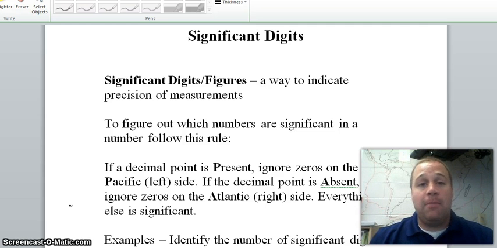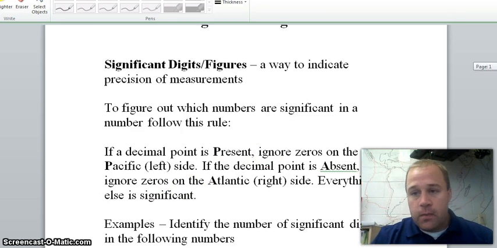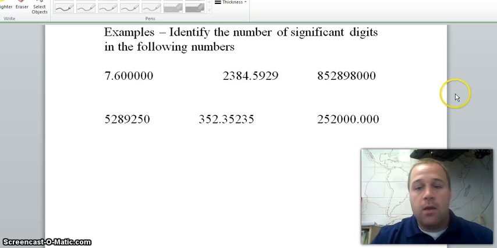If the decimal point is absent, which is the Atlantic side of the US, we start right to left, and we go right to left until the first number other than 0, and count from that place value on, and those will be the place values that were measured. So let's try a couple examples down below and see how this goes.